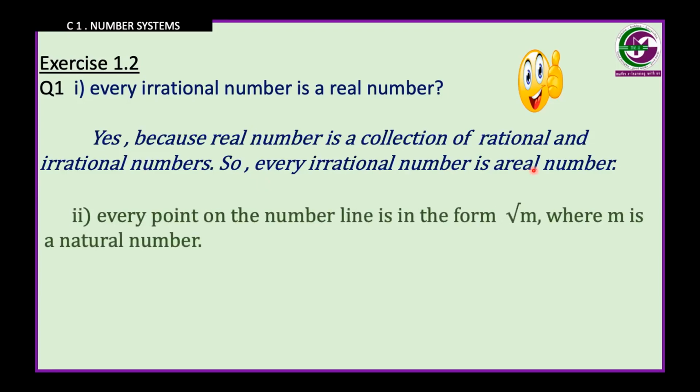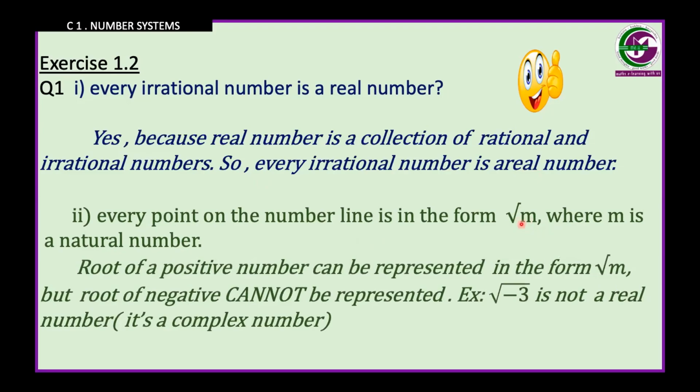Great, next question. Every point on the number line is in the form of square root of m, where m is a natural number. M is a natural number. You can start from 1, 2, 3, 4, any number you want. But don't forget, you can even use a negative sign here. So if you have a negative sign, you will get a negative number. So if you have positive numbers, you can represent it on a number line and find any value. So no problem. So square root of all positive natural numbers can be represented on a number line, but if you have a negative sign here, it can't be.